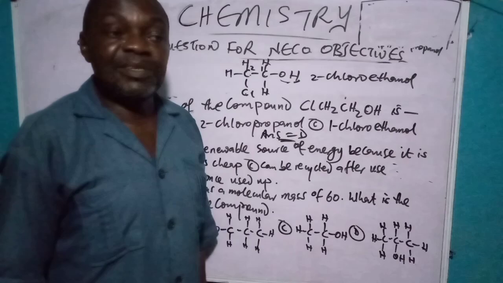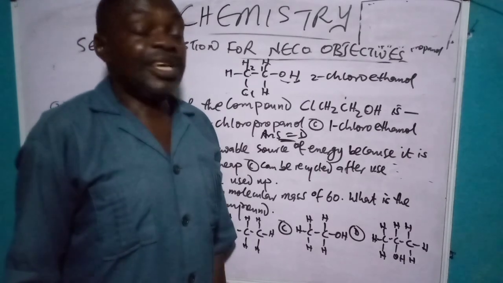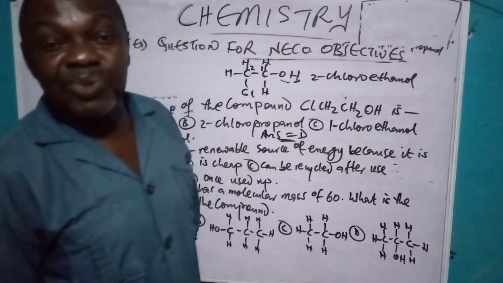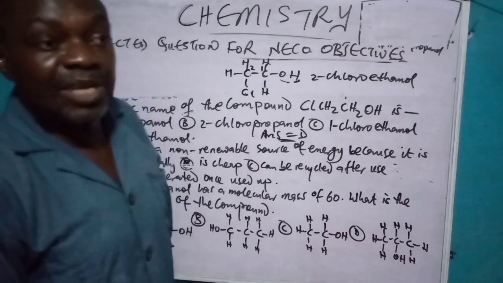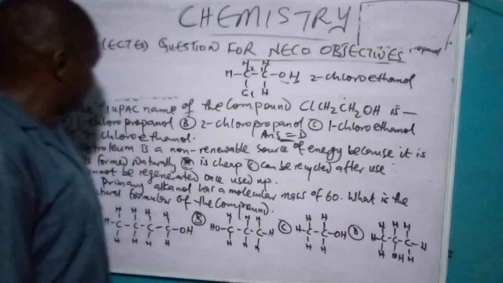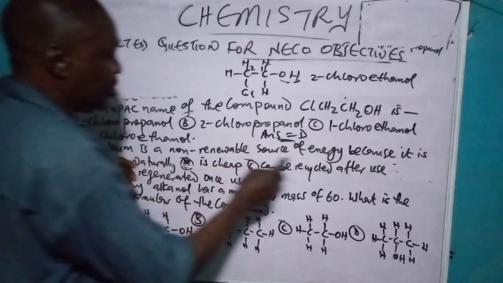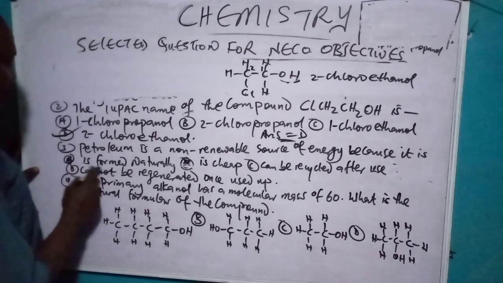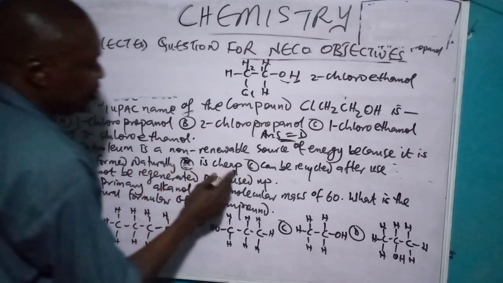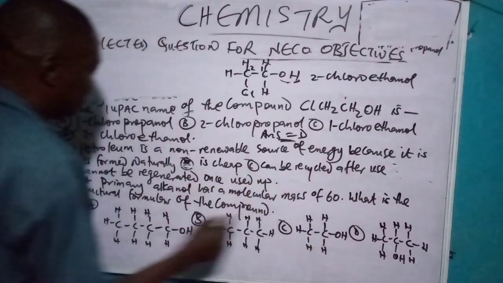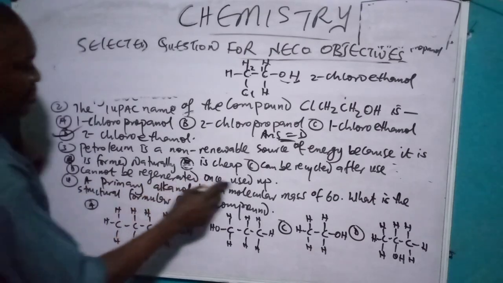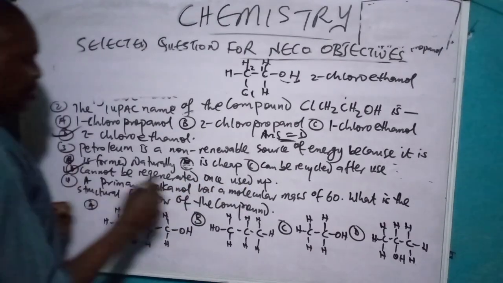They can last forever. But something like petroleum is not a renewable source, because if you don't utilize it well, with time it will finish and you have nothing to use again or to sell. So petroleum is a non-renewable source of energy. Because it is formed naturally? No. It is cheap? No. It can be recycled after use? No. It cannot be regenerated once used up. So option D is the answer.